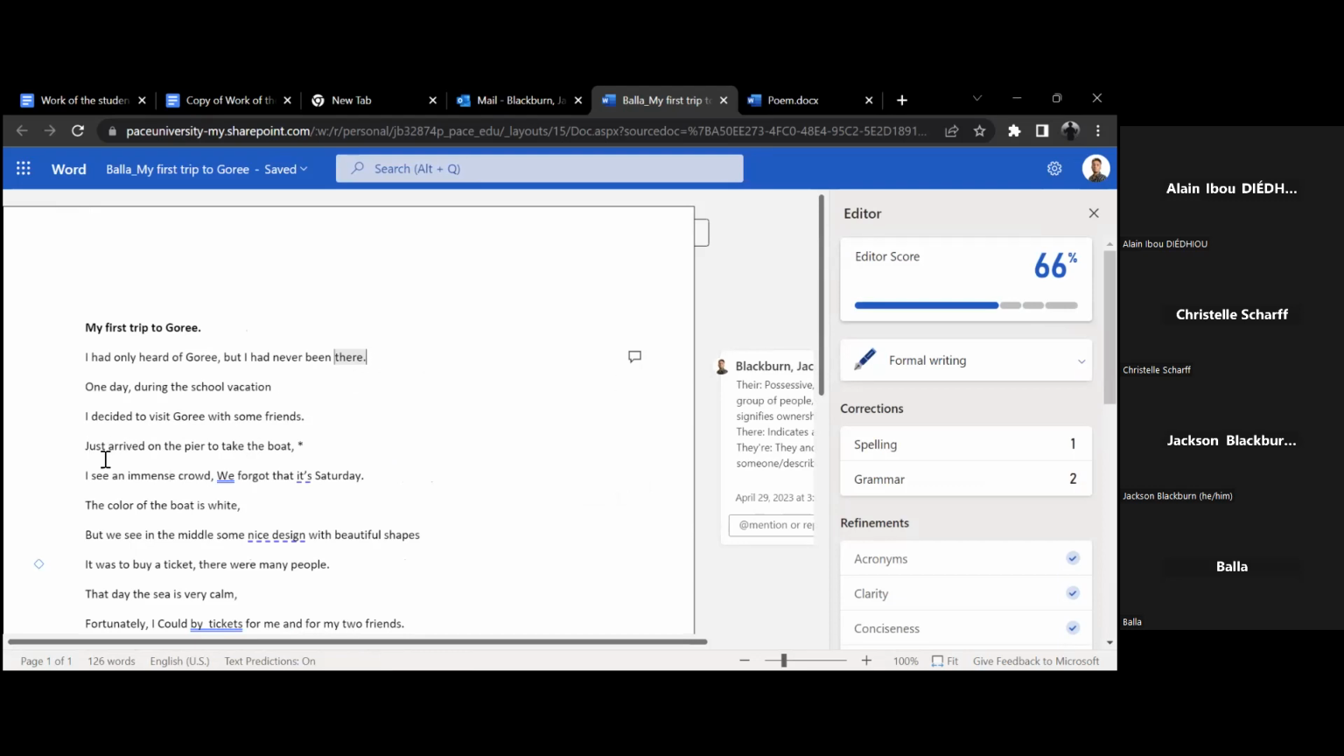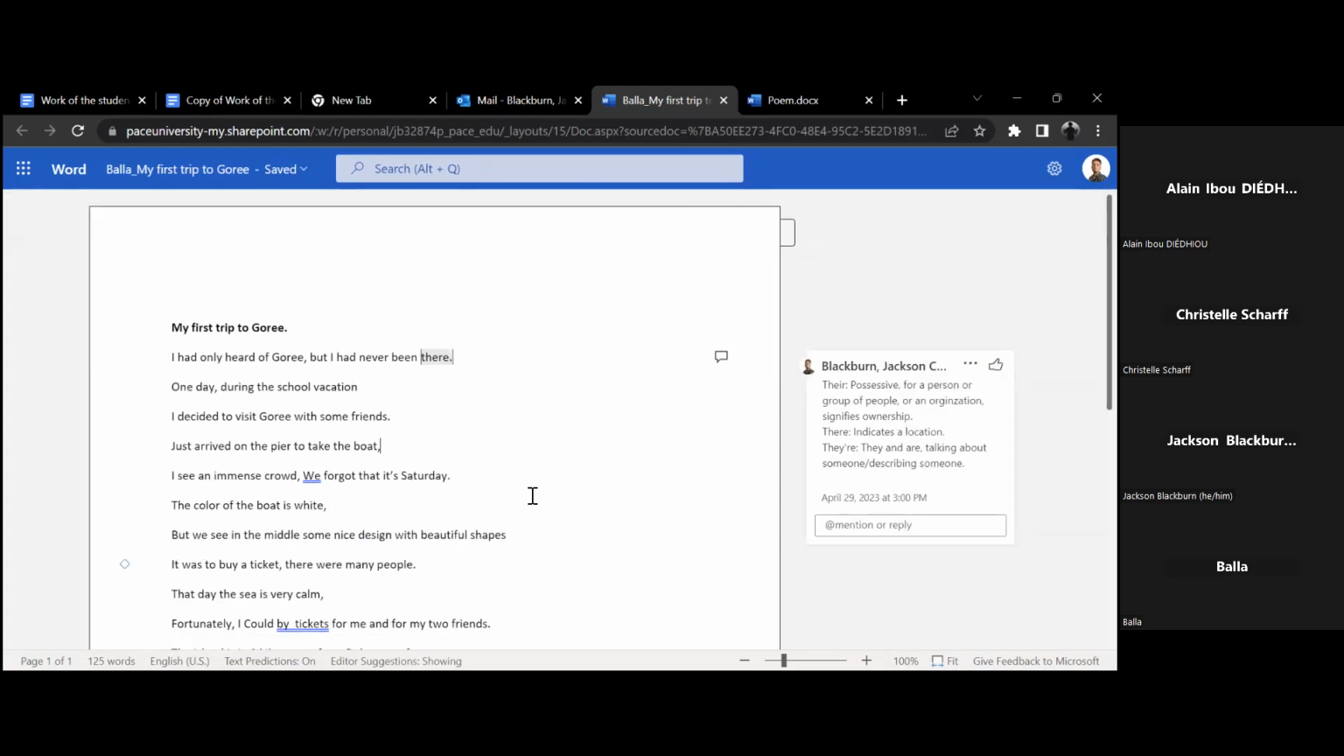Just arrived on the pier to take the boat. I think this was, let's just take that away, the asterisk. Let's just get rid of that. Just arrived on the pier to take the boat. Okay. So you're with some friends. So you could put we and then take away just. You could say we arrived on the pier to take the boat.